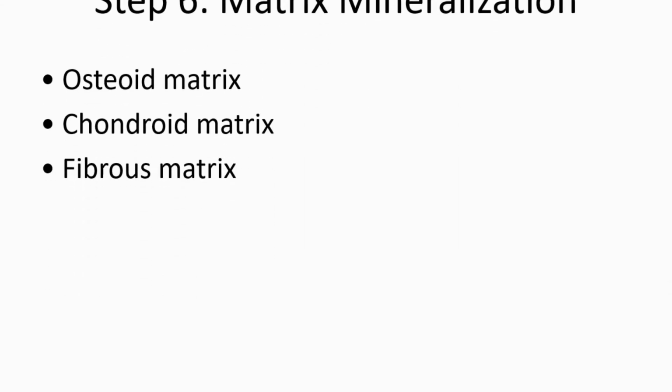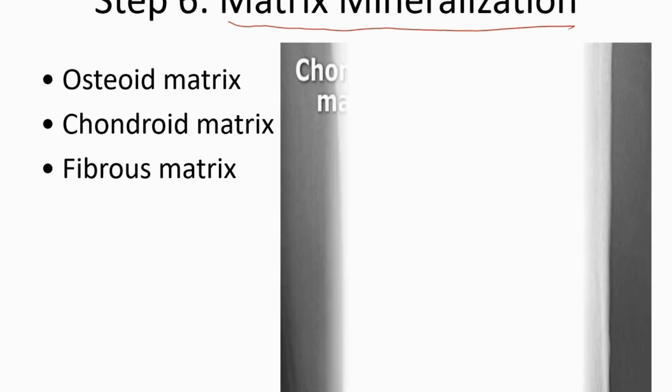Now step 6. In step 6 we look at the matrix mineralization. In step 5 we saw the pattern of bone destruction. There are three types of matrix mineralization: osteoid matrix, chondroid matrix, and fibrous matrix. The osteoid matrix appears like a cloud and is mostly seen in osteosarcoma, whereas the chondroid matrix appears as rings and arcs and is seen in chondrosarcoma, and the fibrous matrix has a ground glass appearance and is seen in fibrous dysplasia.